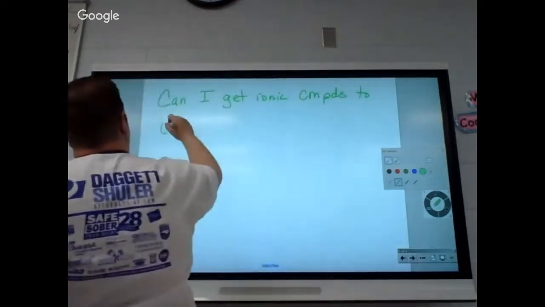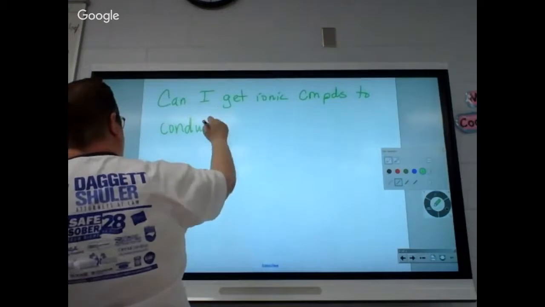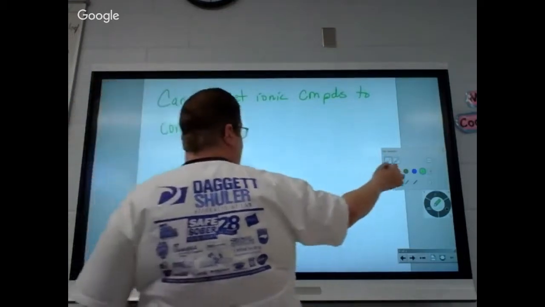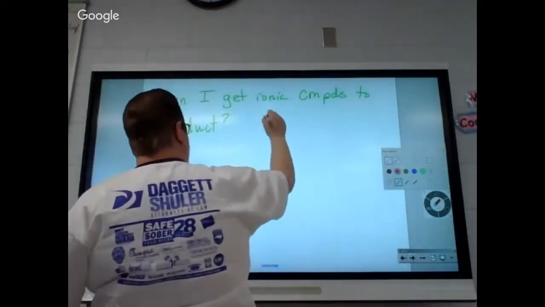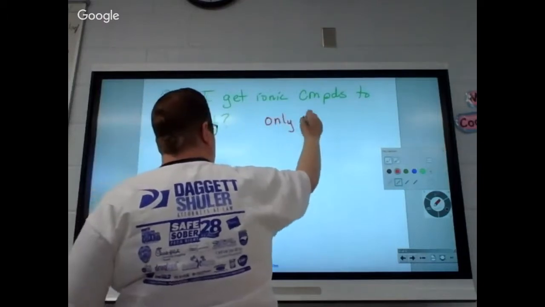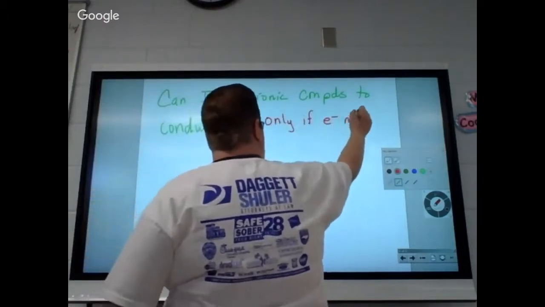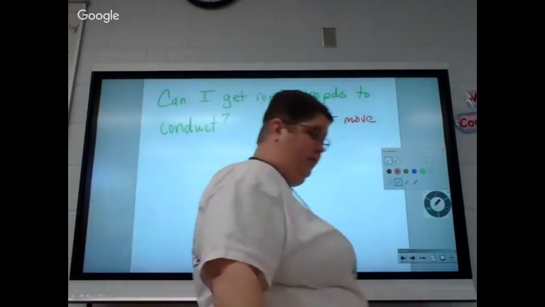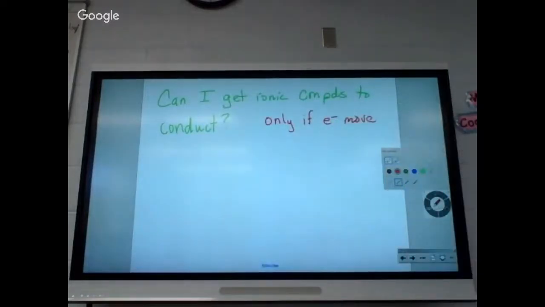Can I get ionic compounds to conduct? No. You said if electrons move. So can we get the electrons to move? Break it into small pieces. Well, just chop it up. If we take a cube of salt and chop it up with a hammer, that's not going to help us.